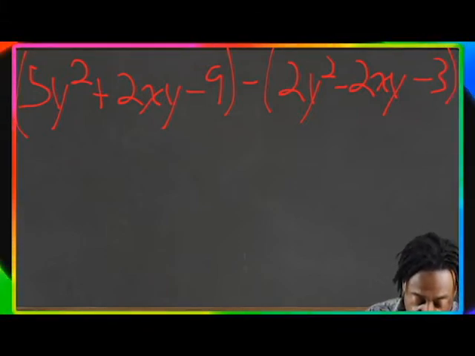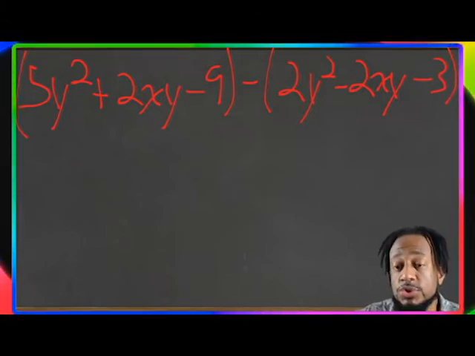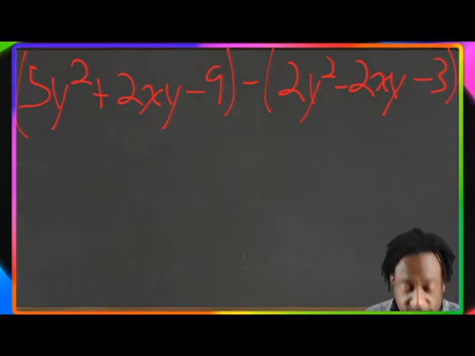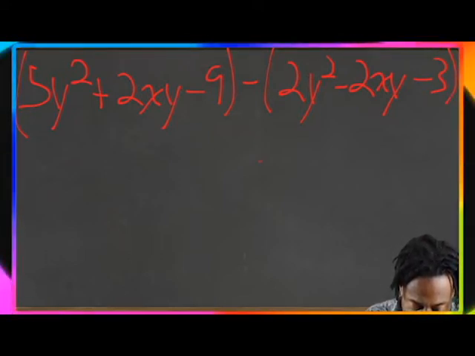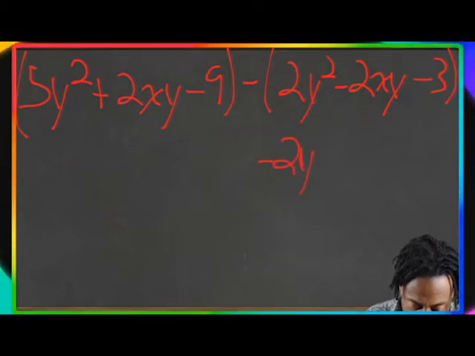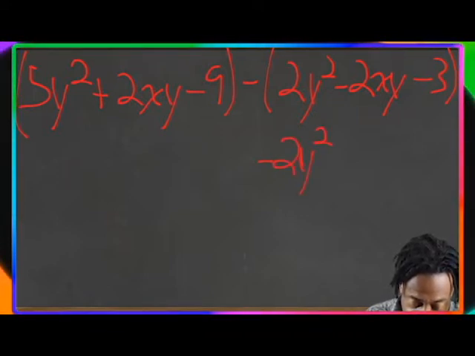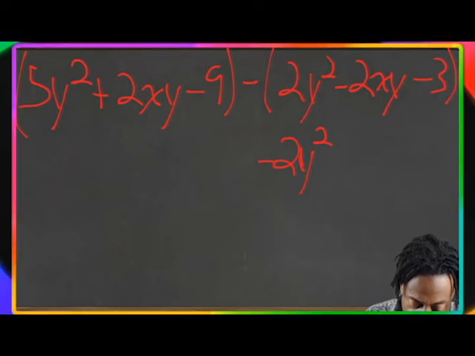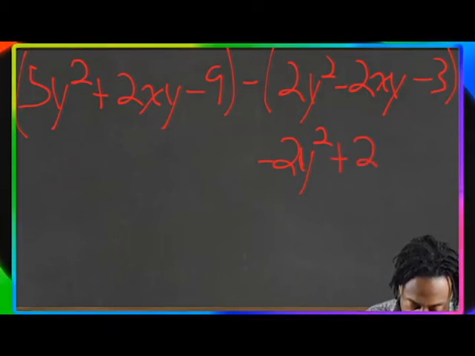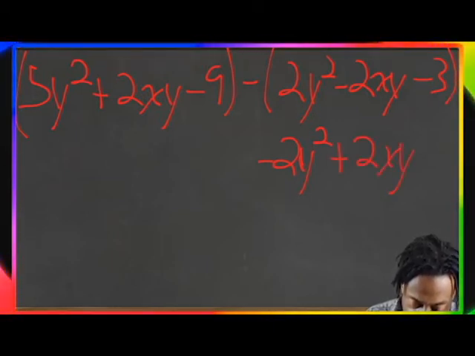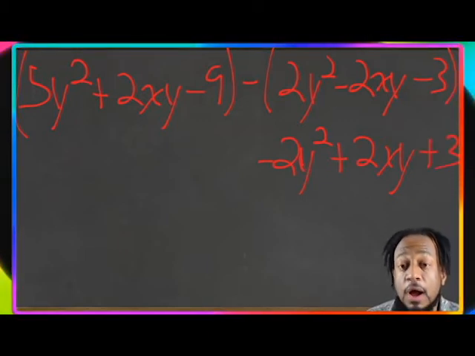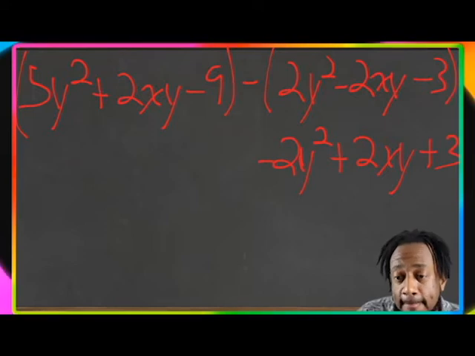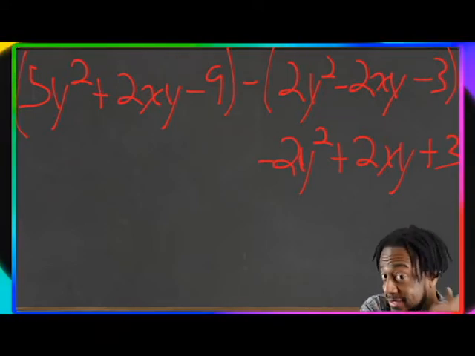All right, so you're going to take this negative and distribute. How do you distribute? All you're going to do is change the sign. So you get negative 2y squared, because it's positive here. Negative and negative makes positive 2xy, and a negative and negative makes a positive 3. So now all you're going to do is add. You know how to add, right? Because we just did it.